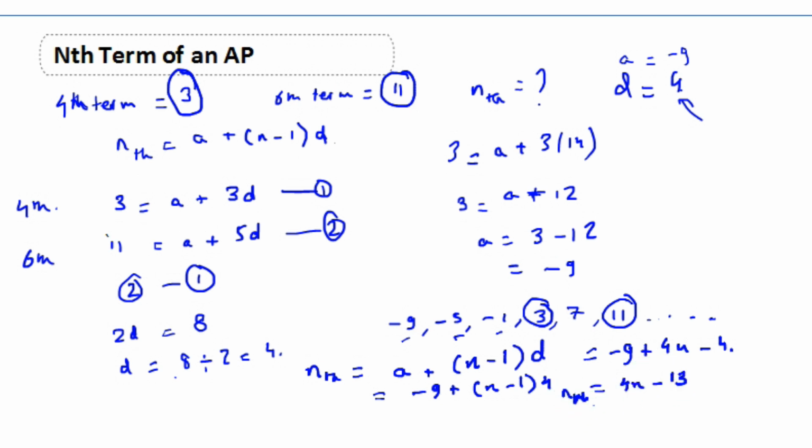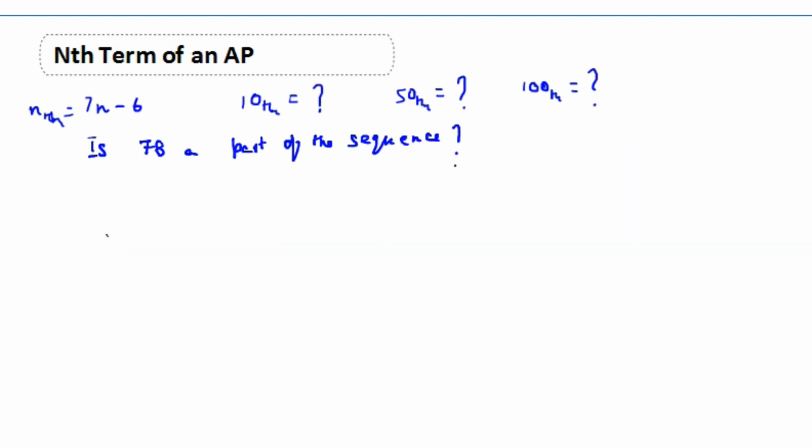Now we'll try and find out what the sequence would be if we are given this formula, or the nth term is already given and we have to find some term. So here we have got another example where we are given the nth term of a sequence, which is 7n minus 6. We are not given the first term, we don't know what the common difference is, we just know the formula for the nth term of this specific sequence.